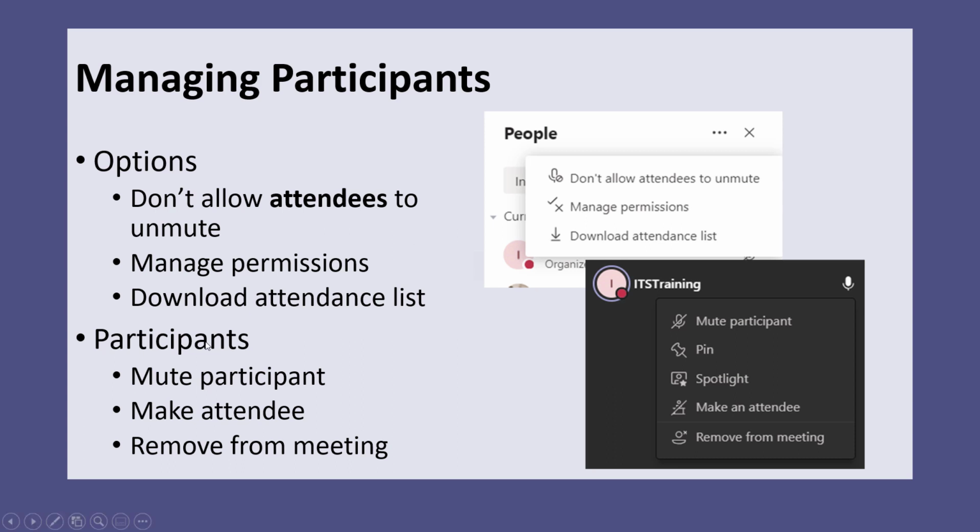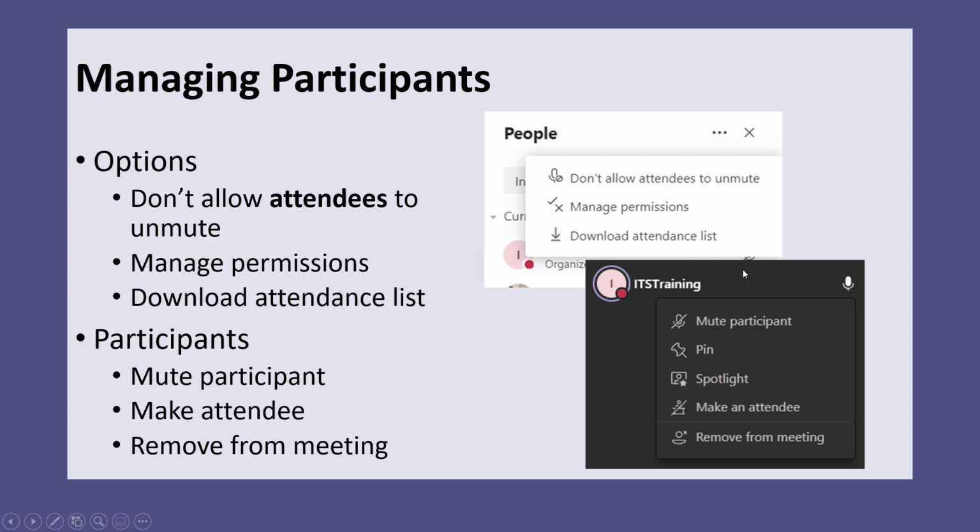Now, whenever you invite your colleagues to a Teams meeting, they are not classified as attendees. They're classified as participants. And participants are essentially presenters or hosts, whereas you, as the person who organized the meeting, will be the organizer. You can only ever have one organizer for a meeting, but you can have a lot of different participants, which are, again, presenters.